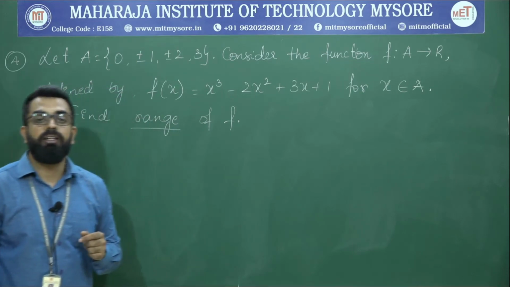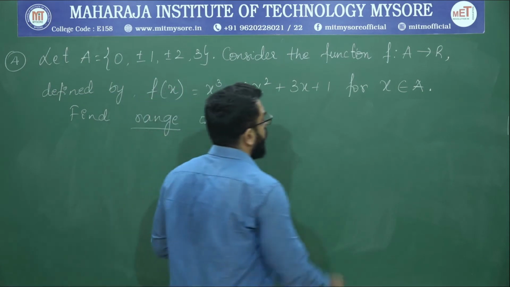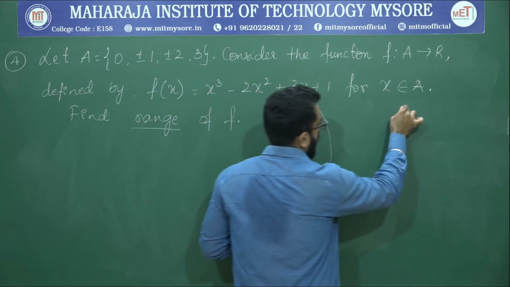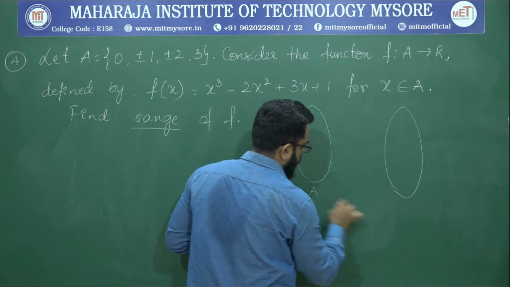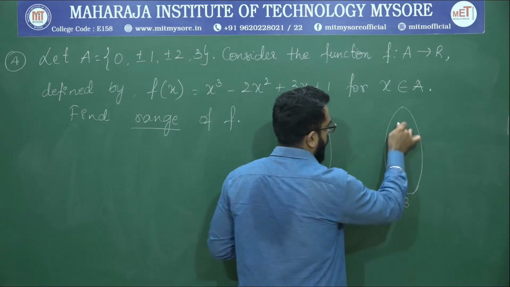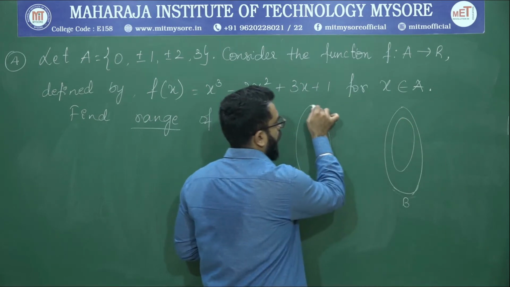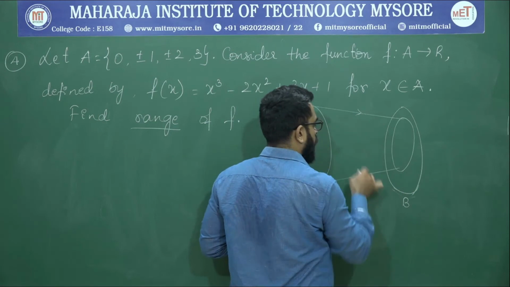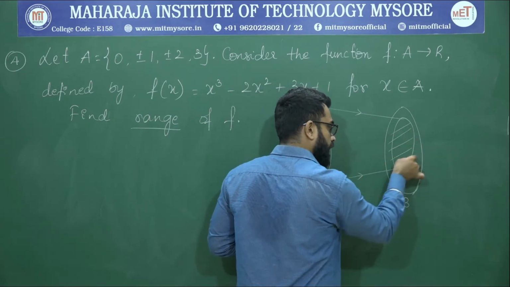So how do we identify that? First of all, what is the range of a function? Range of a function is nothing but a subset of set B which consists of the images of all the elements of set A. For example, if this is set A and set B, and if I identify some subset here and it has the images of all the elements of set A, then this is called the range.